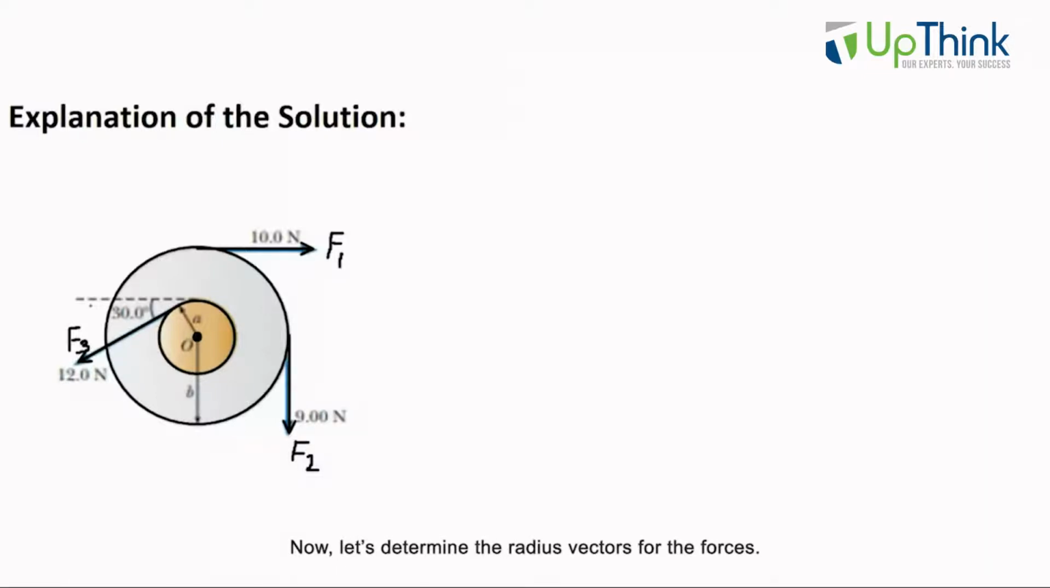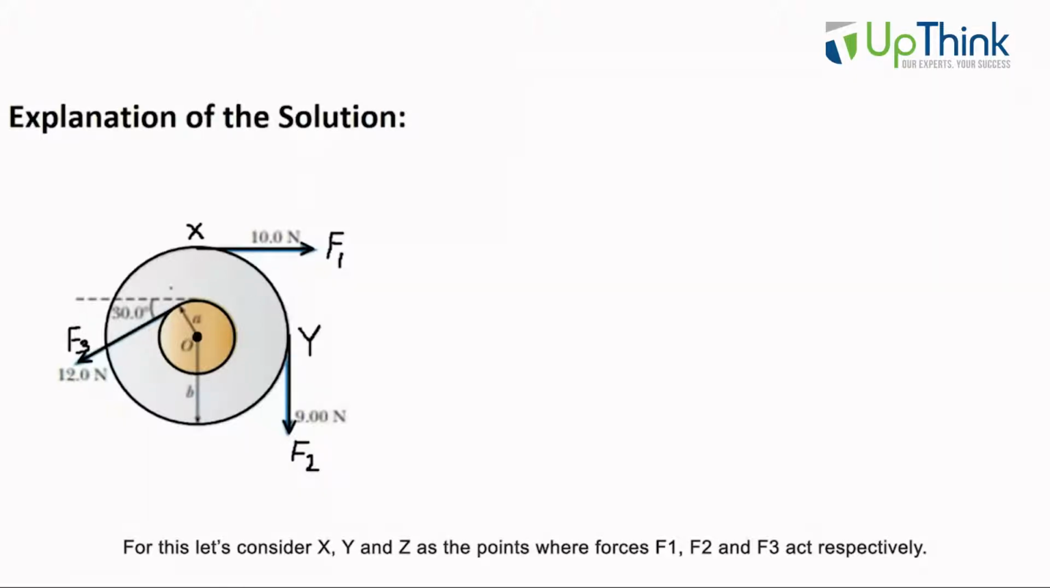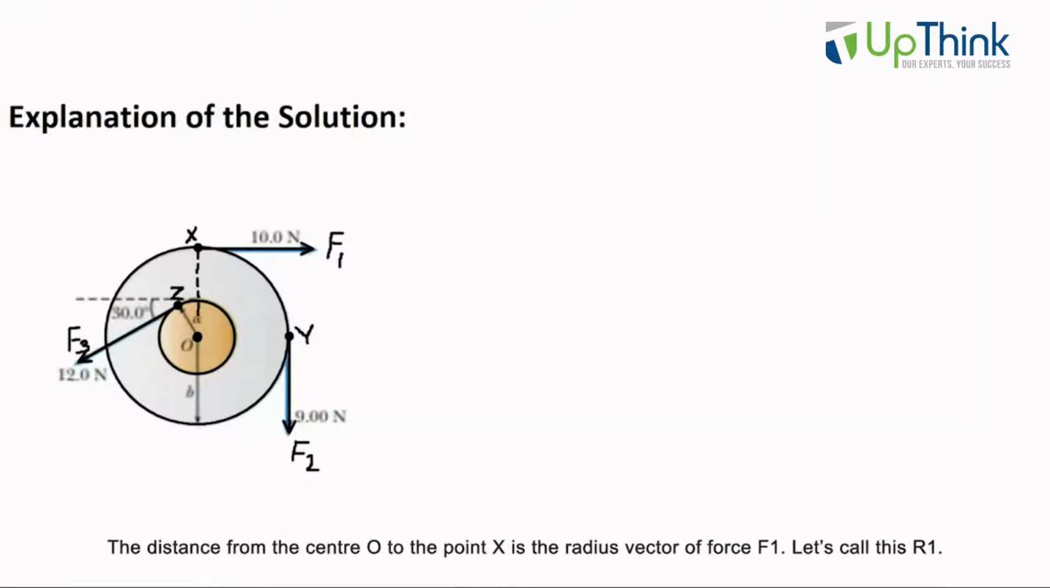Now, let's determine the radius vectors for the forces. For this, let's consider x, y, and z as the points where forces F1, F2, and F3 act respectively. The distance from the center O to the point x is the radius vector of force F1. Let's call this R1. The distance from the center O to the point y is the radius vector of force F2. Let's call this R2. The distance from the center O to the point z is the radius vector of force F3. Let's call this R3.